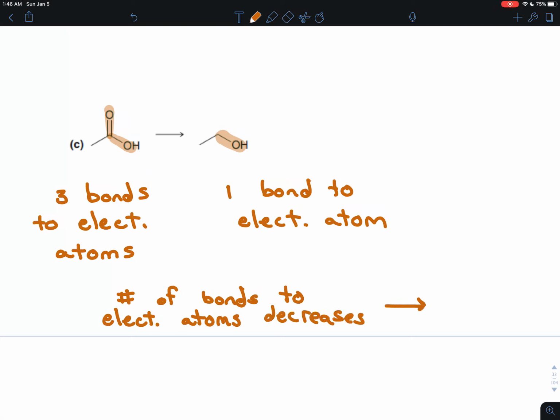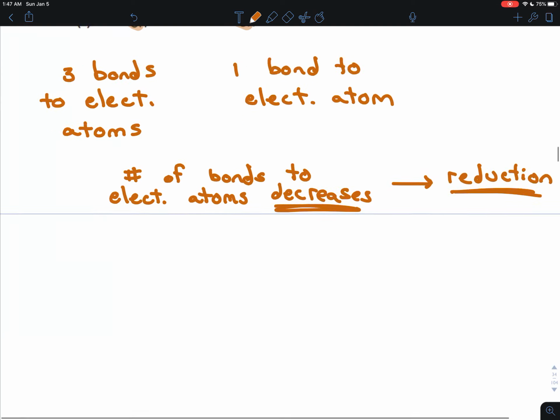If the number of bonds decreases, then those electronegative atoms are not there to steal the electron density away. This carbon is very positive here. It becomes more negative on the right, and so this is reduction. So if the number of bonds to electronegative atoms decreases, it's reduced.